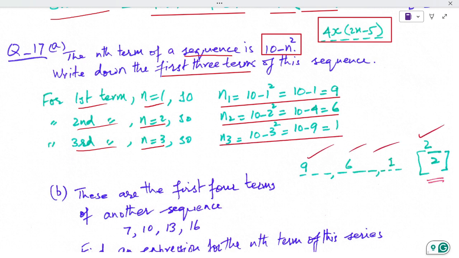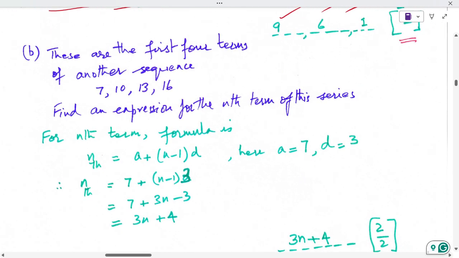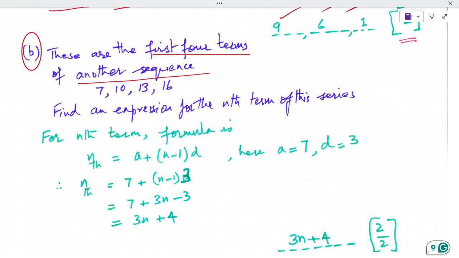Question 17 has two parts. A we have already done. In B, he has given you the first 4 terms of another series, and he is asking you the nth term. The formula for nth term is equal to a plus bracket n minus 1 bracket close multiplied by d, where a is the first term in the series and d is the common difference.